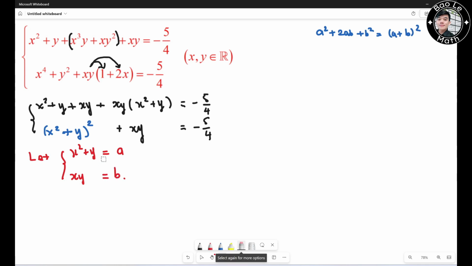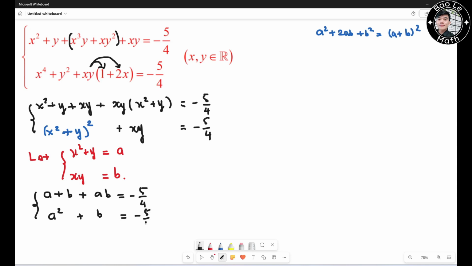Now we need to substitute this guy back to this system of equations. So what do we have? We have a plus b times a. So this one I just write a times b. ab equals negative 5 over 4. And the second one I have a squared plus b equals negative 5 over 4.